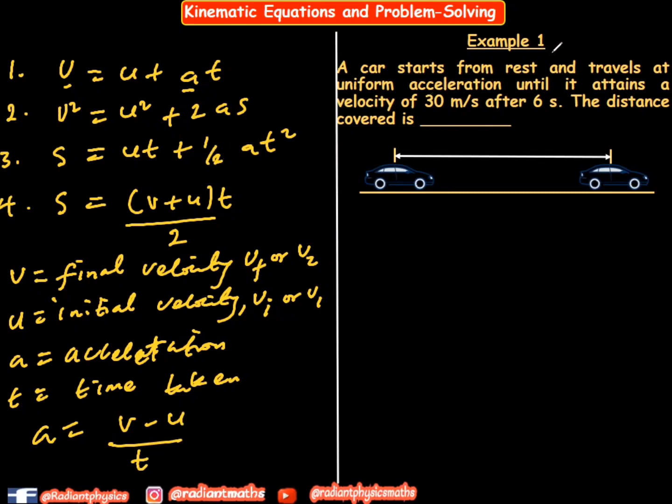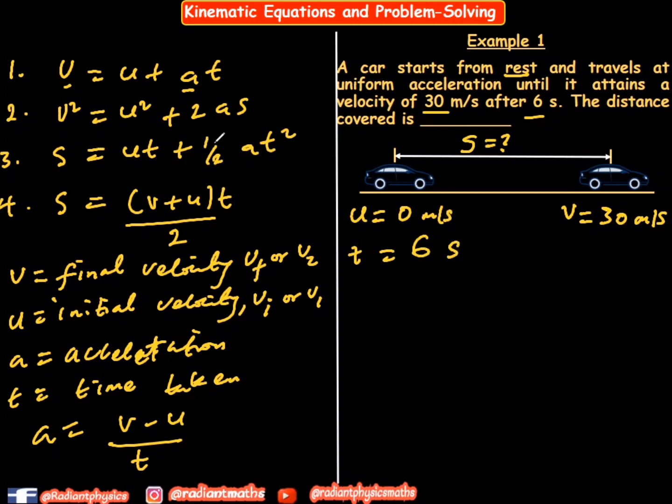So let's look at the first example. A car starts from rest and travels at uniform acceleration until it attains a velocity of 30 meters per second. After 6 seconds, the distance covered is dashed. So we are looking for distance. It's not given. The initial velocity, which is U, is 0 meters per second because it starts from rest. And then the final velocity is given as 30 meters per second. And then the time it takes to reach this velocity is given as 6 seconds.